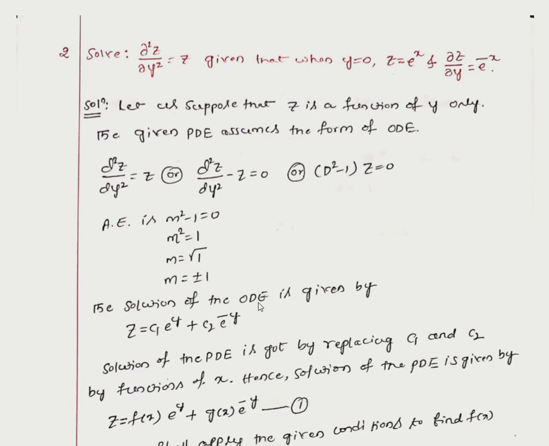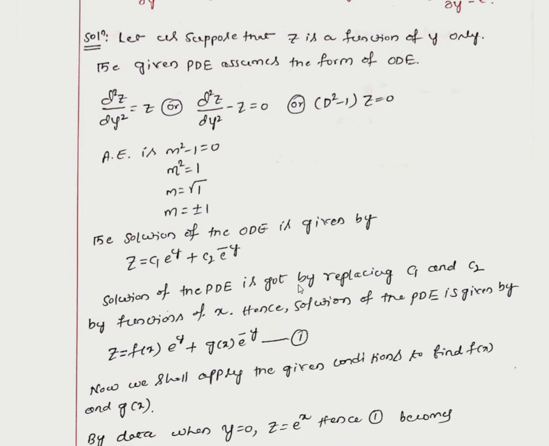What is the solution of the ODE? z is equal to, first write the first term, first root, plus 1: c1 e power 1 into y. Here not x, because z here, what is the PDE? Dou square z divided by dou y square. Therefore we must write the solution in terms of y. Therefore z is equal to c1 e power 1 into y, that is y, plus c2 e power minus 1 into y, that is minus y.